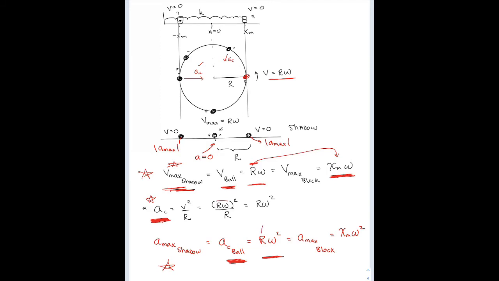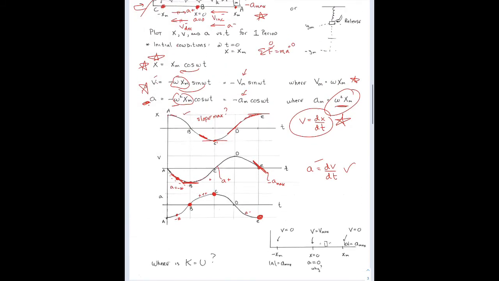So what plays the role of r? X max, right? So we said it before. The radius projected up there is the same as the amplitude x max. So that's another way you can think of where that amplitude comes from.